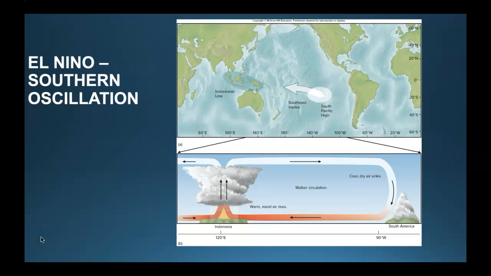The El Nino Southern Oscillation, sometimes abbreviated as ENSO. In ENSO, we have El Nino conditions, La Nina conditions, and then neutral conditions. Here, the South Pacific High is a part of the wind system that blows the trade winds over towards Indonesia.